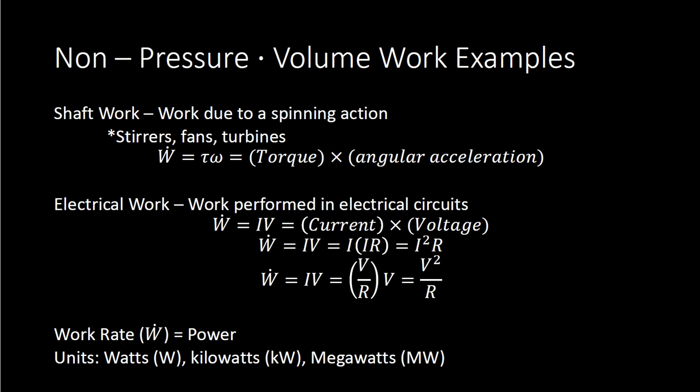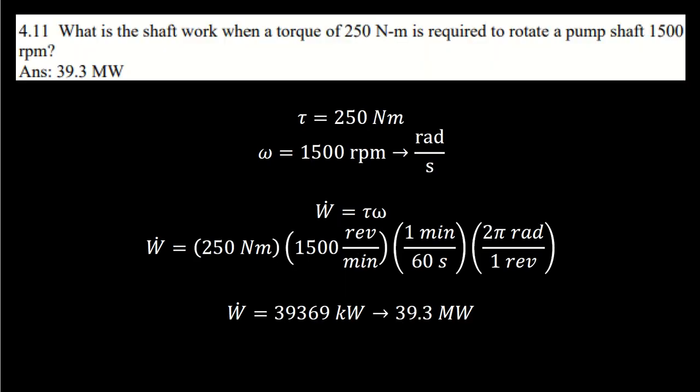Therefore, our units for work rate are watts, kilowatts, or even megawatts. And to go from megawatts to kilowatts, times by 1,000. To go from kilowatts to watts, also times kilowatts by 1,000 to get to watts. So, two examples of each.